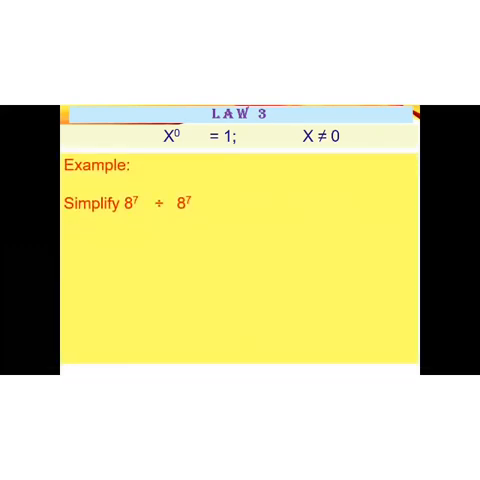8 raised to the power of 7 divided by 8 raised to the power of 7. First of all, we know that division of two numbers with the same base will change to a subtraction of their powers. So we have 8 raised to the power of 7 minus 7, and that becomes 8 raised to the power of 0. And we know, of course, that anything raised to the power of 0 is 1.